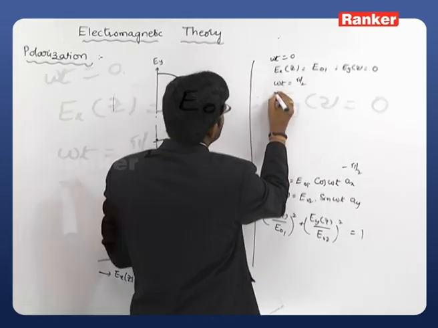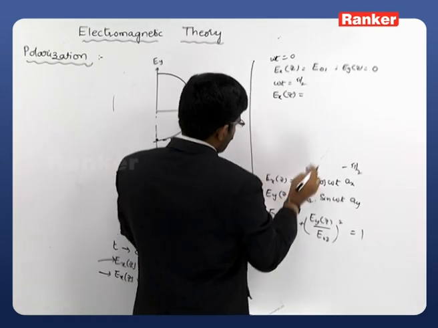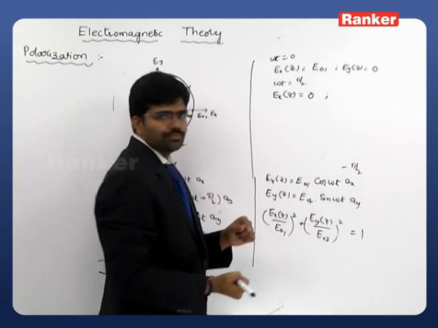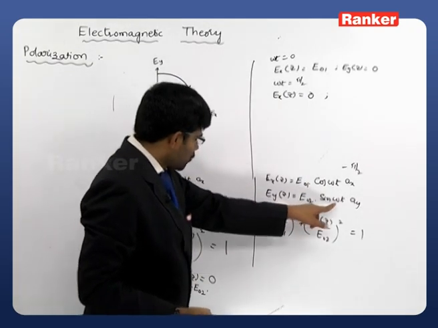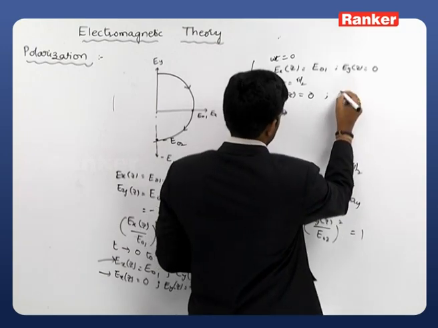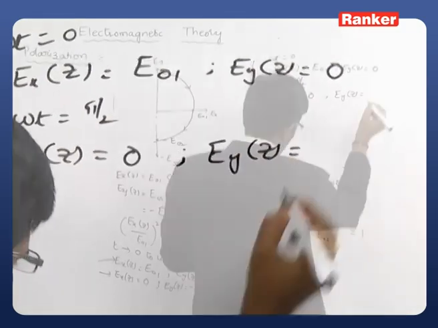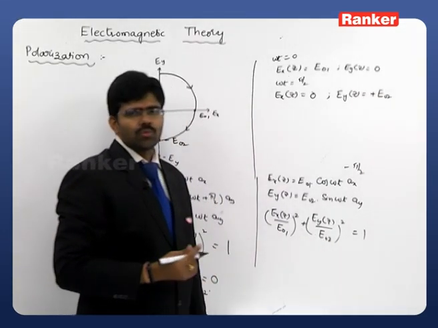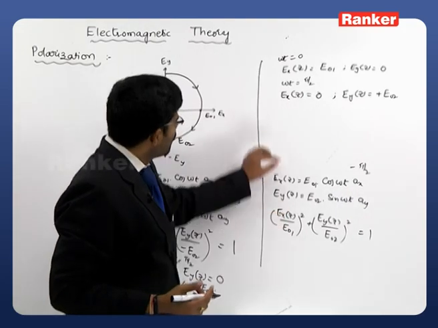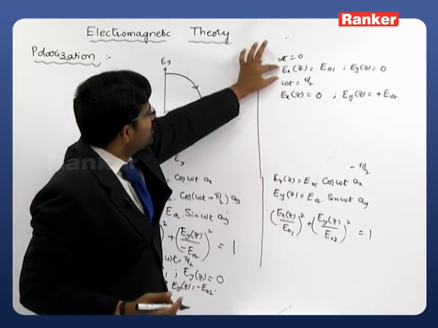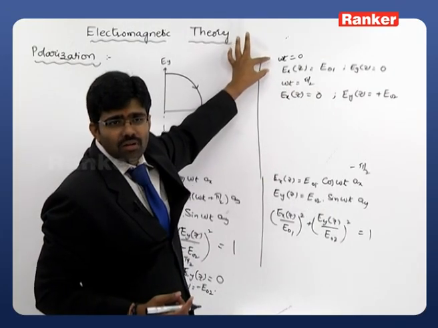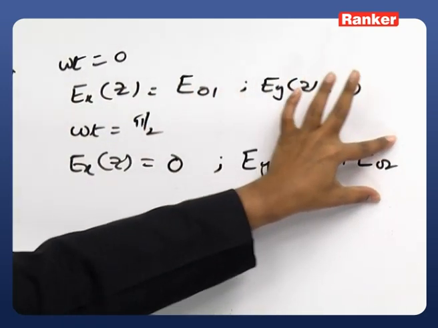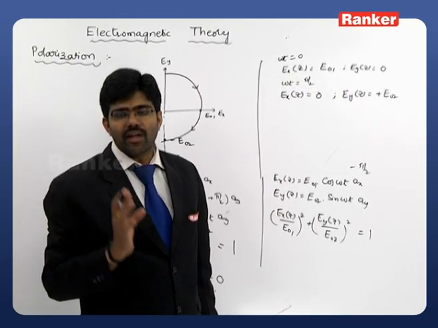So what is this Ex of z? Ex of z is equal to E naught 1 into, since it is a pi by 2 term, simply what we get is 0. In the same way, if you substitute omega t is equal to pi by 2 here, Ey of z is equal to just plus E02, which is the amplitude term. So initially the electric field is along the x-axis only. After some time, at omega t equal to pi by 2, the electric field is along the y-axis only, clearly the positive y-axis.